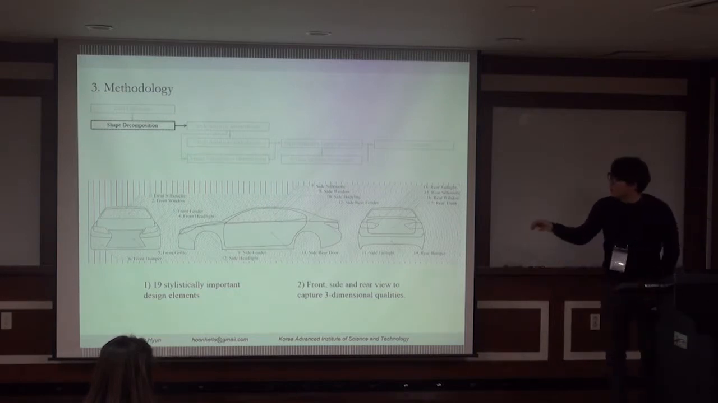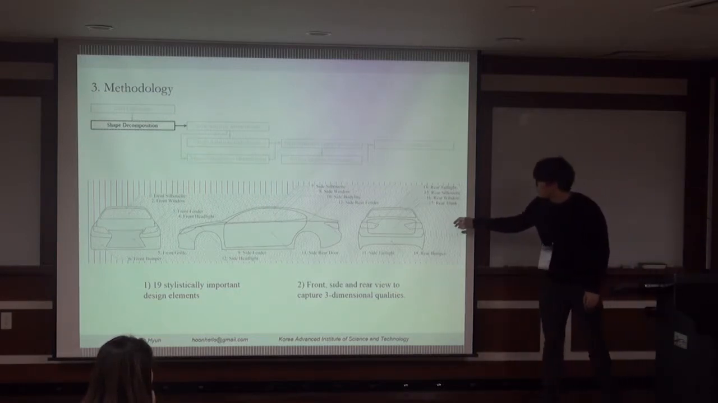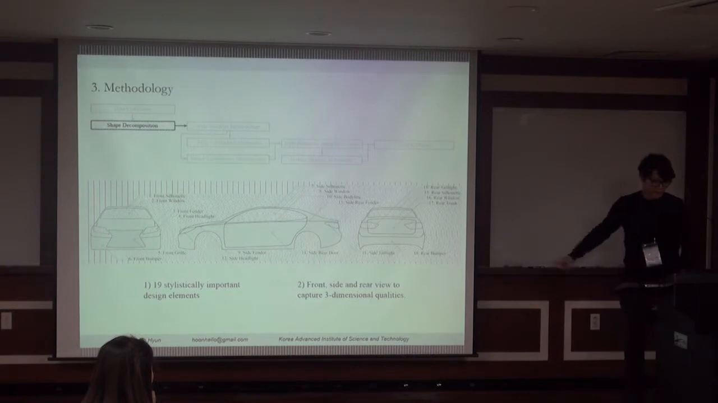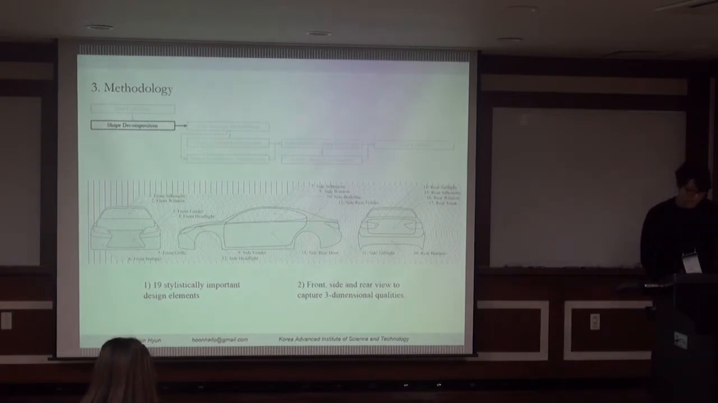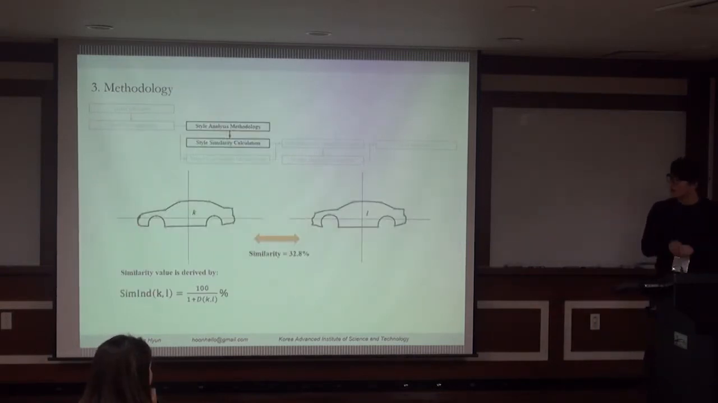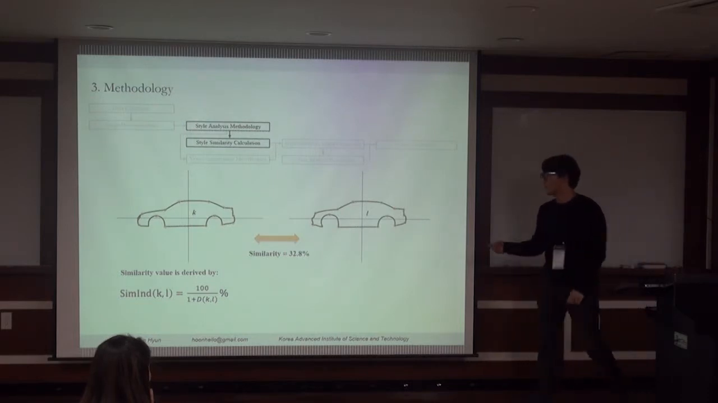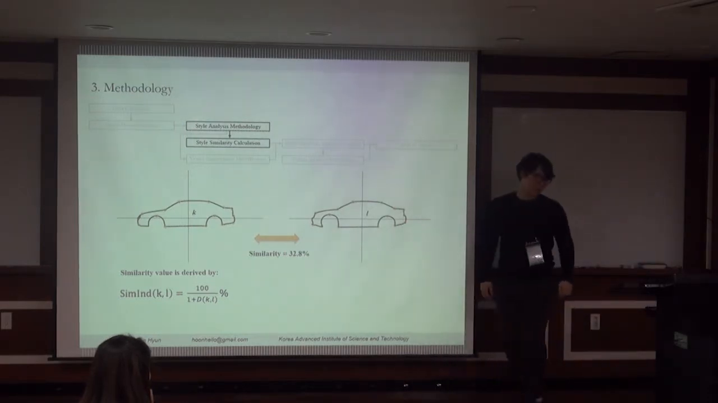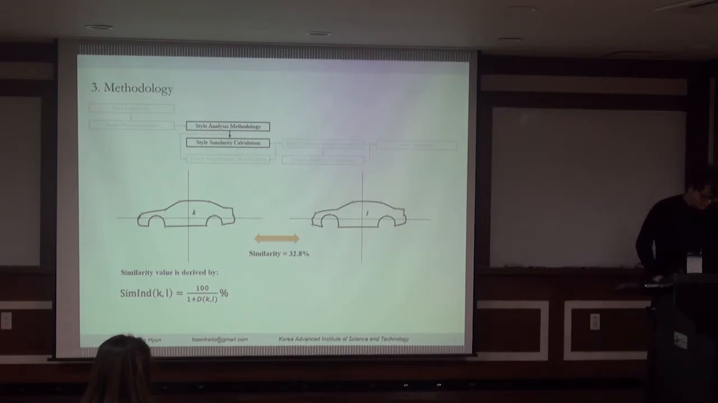And so by analyzing these 19 different design elements, I compared, for example, body silhouette to silhouette or fender to fender, windows. I compared and calculated similarity based on theoretical position. And now I calculated the similarities of the 19 different design elements.